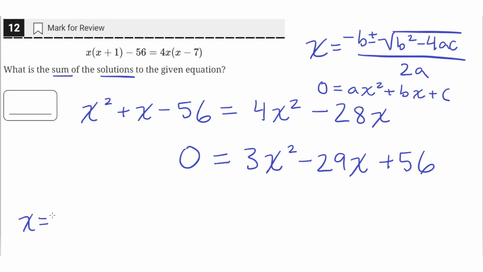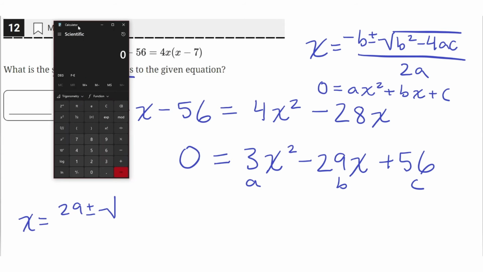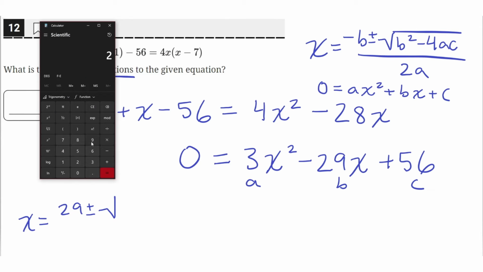Okay, so let's plug these values of a, b, and c into the quadratic formula. So negative b, so negative 29 is just 29, plus minus square root b squared. So if we get out our calculator, 29 squared is equal to 29 times 29 is equal to 841.